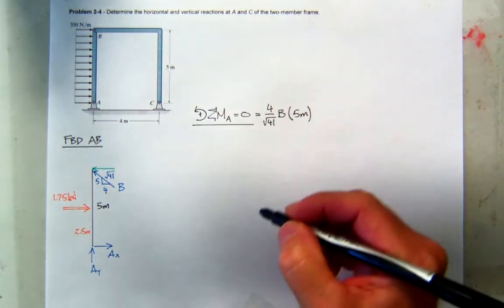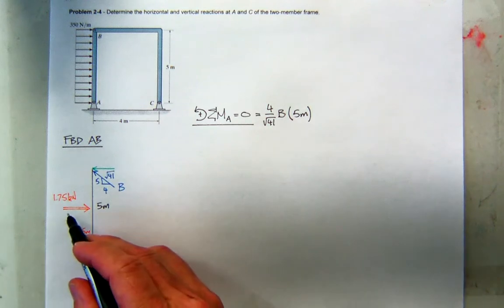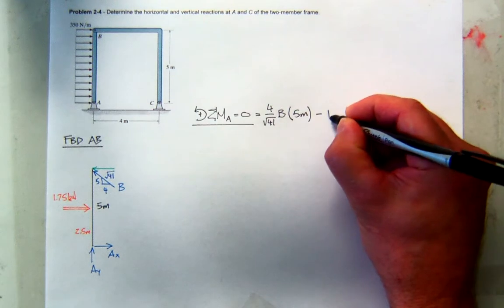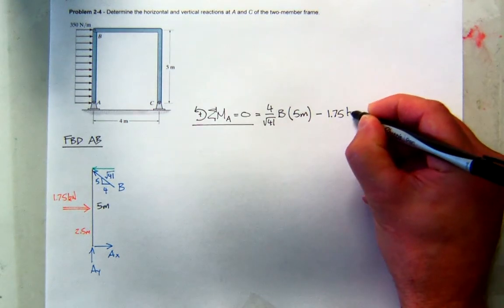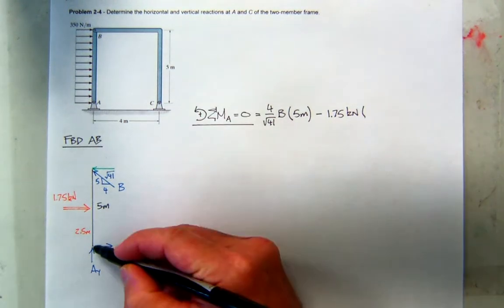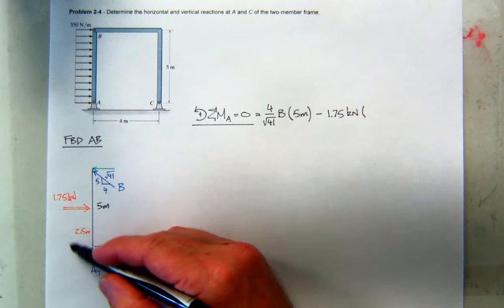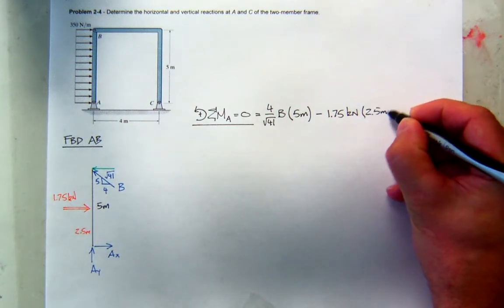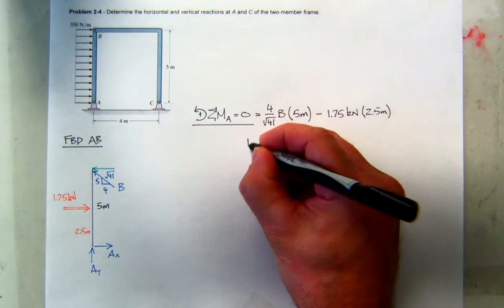What else creates a moment about A? Our 1.75 kilonewton force. Is it going to be positive or negative? Negative. So we're going to have minus force, 1.75 kilonewtons, and the distance from A to its centroid, I have that number right there, 2.5. So solve for B. What do you get?